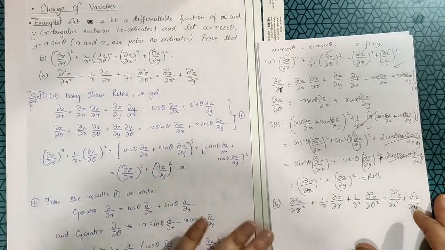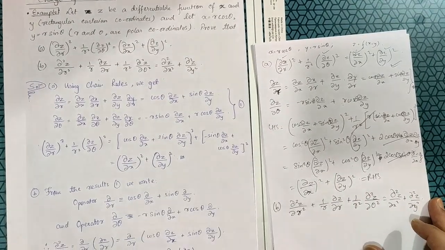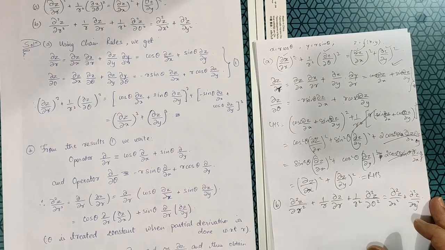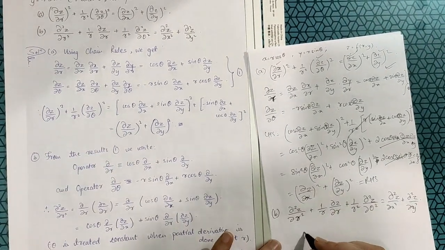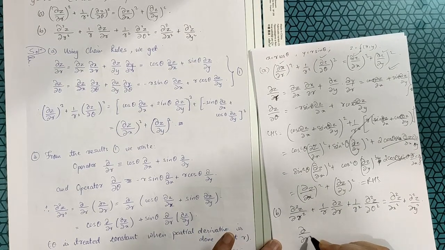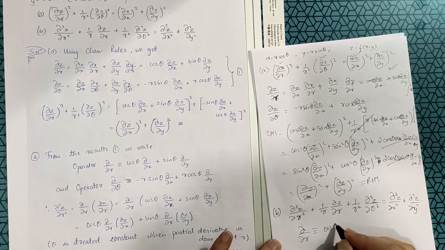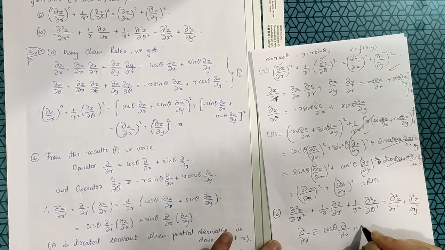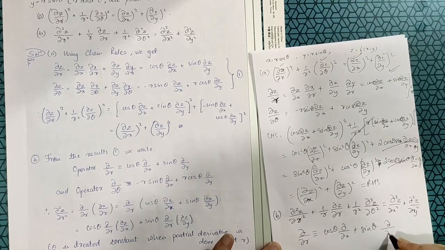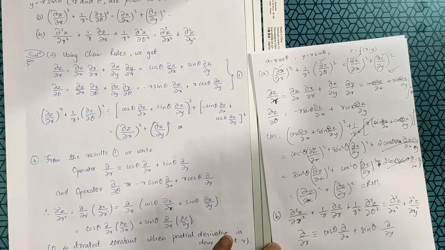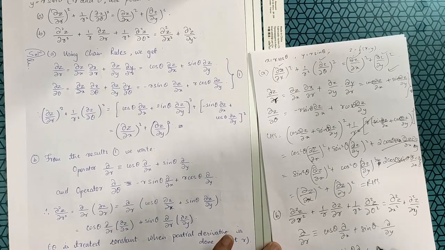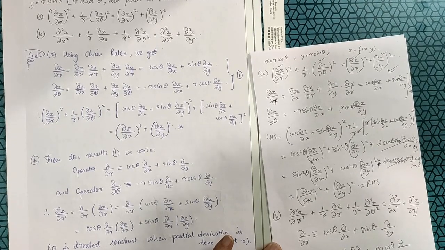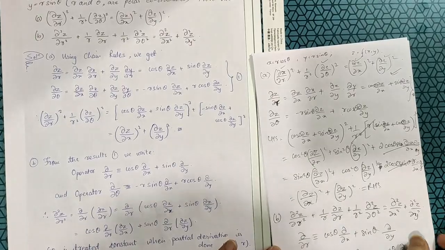For this we need to take the operator: ∂/∂r will be cos θ ∂/∂x + sin θ ∂/∂y, and ∂/∂θ will be −r sin θ ∂/∂x + r cos θ ∂/∂y.